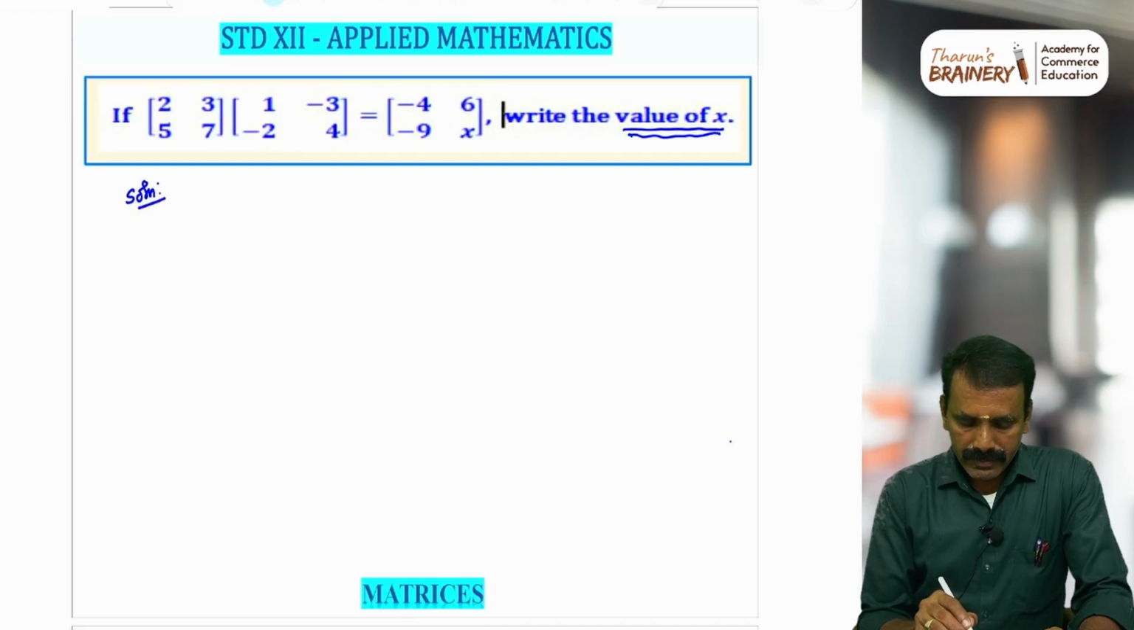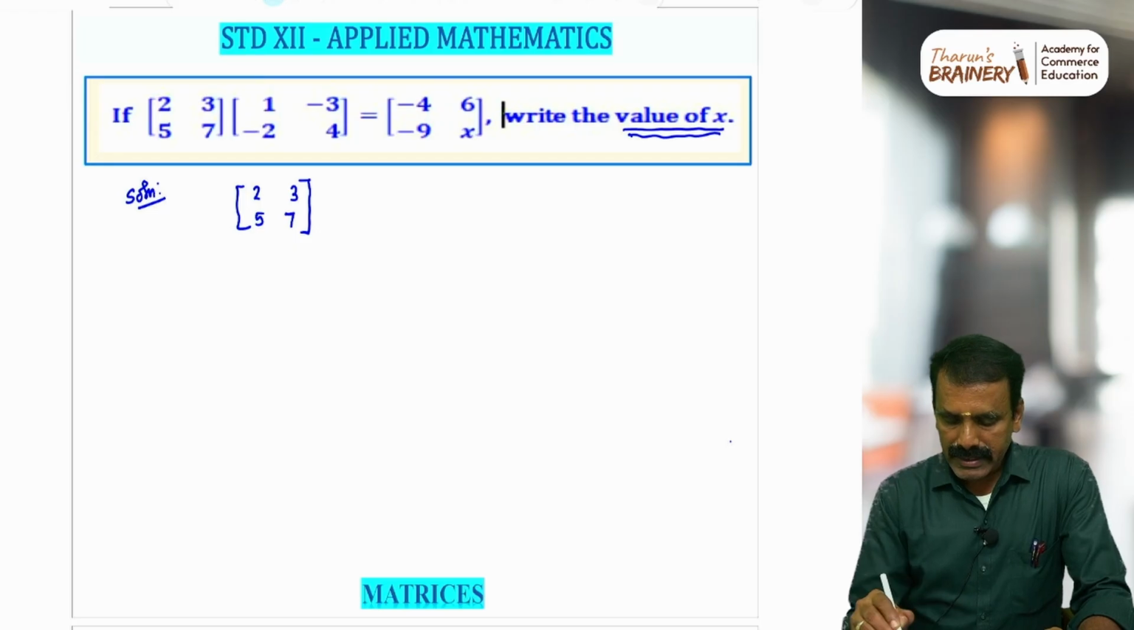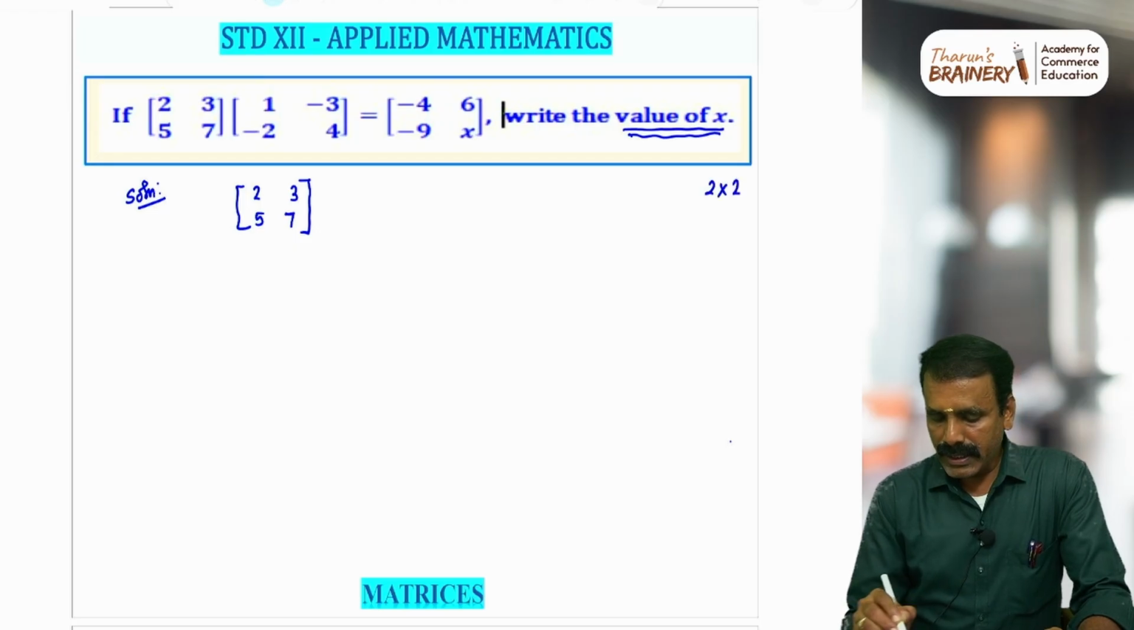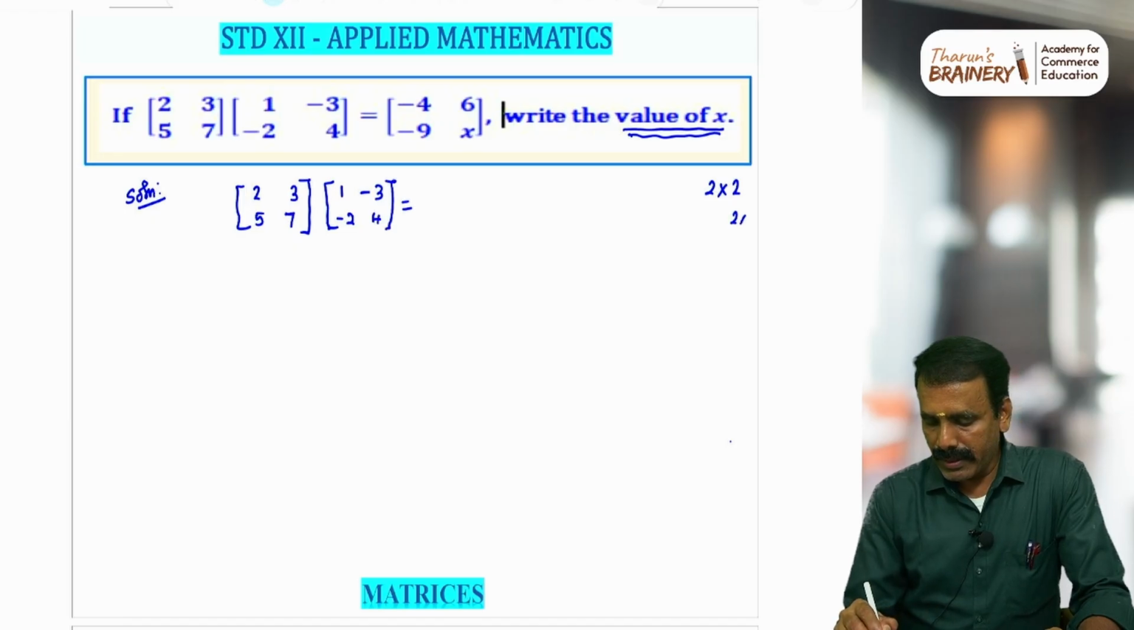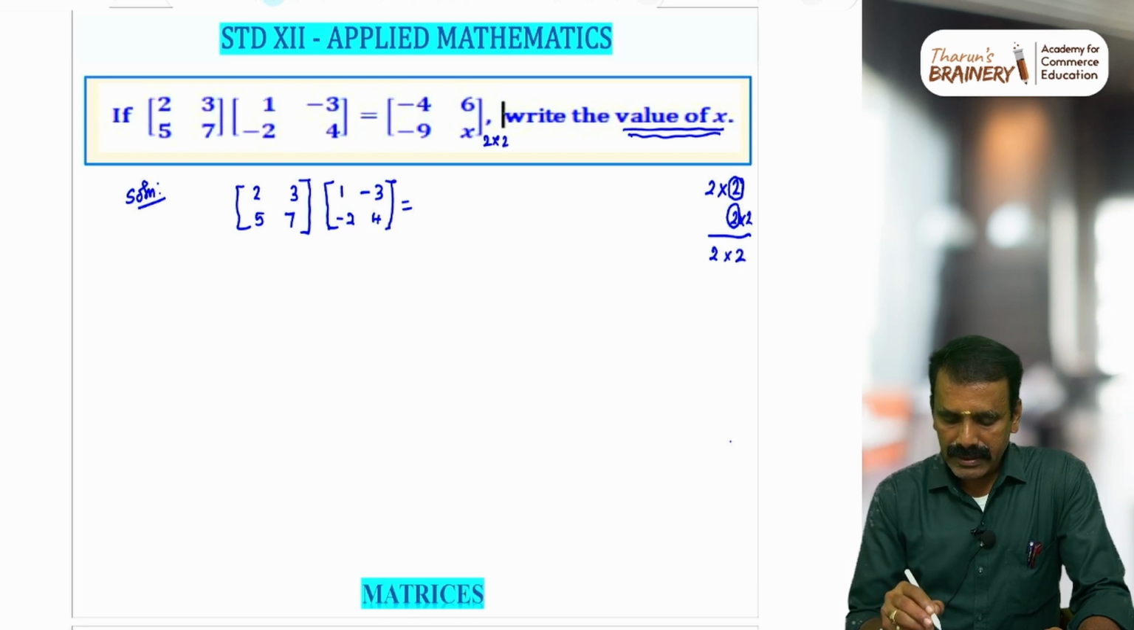We have two matrices in product: 2, 3, 5, 7. What is the order of this matrix? The order of this matrix is going to be 2 by 2 because it has 2 rows and 2 columns. Second matrix: 1, minus 3, minus 2, 4. Again it is going to be 2 by 2. So the number of columns in the first matrix is equal to the number of rows in the second matrix, so we can find the product, and the resultant matrix order is also given as 2 by 2. So this is correct.